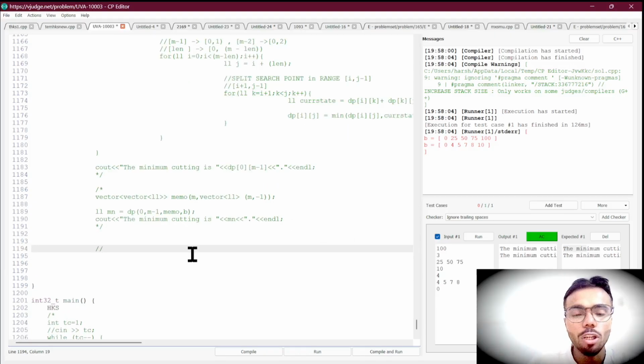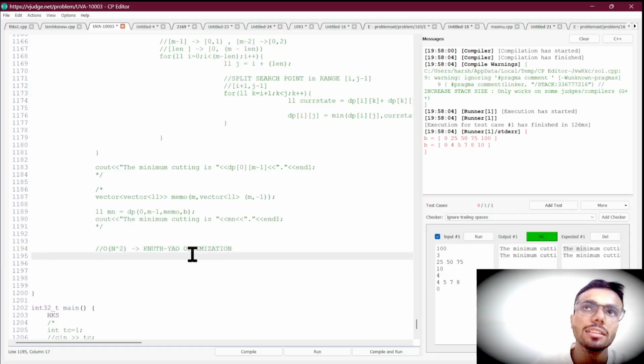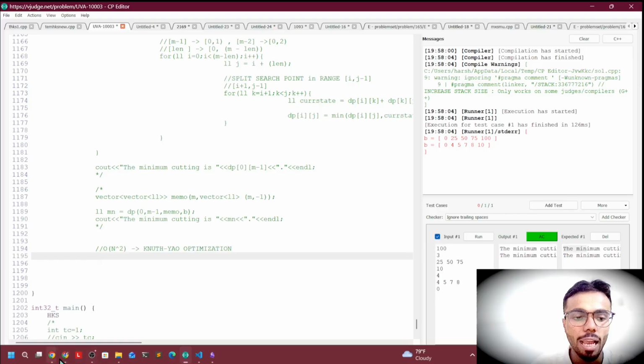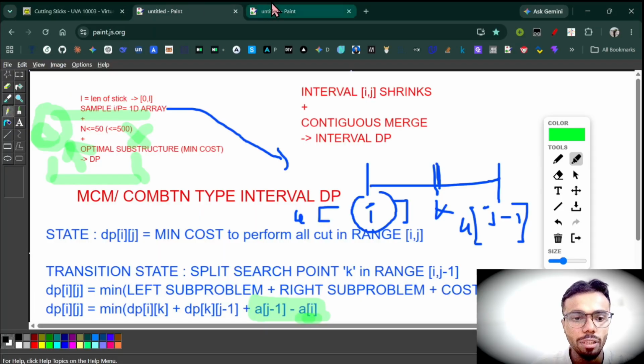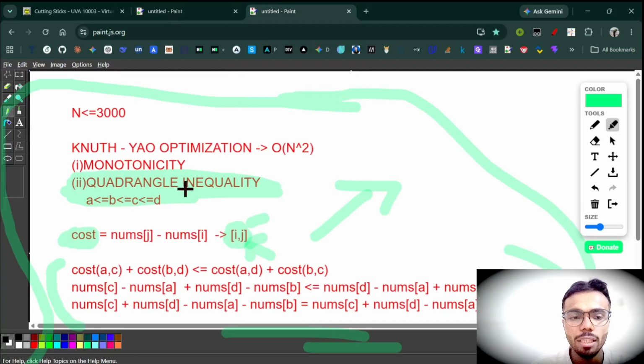So guys, the most optimal solution of it is O(n^2), and that will be obtained using Knuth-Yao optimization. We already told you that Knuth-Yao optimization is valid here because it satisfies the monotonicity, and also the other condition of Knuth-Yao optimization, as we already talked, the quadrangle inequality. So it satisfies both, and we can safely perform Knuth-Yao optimization here.